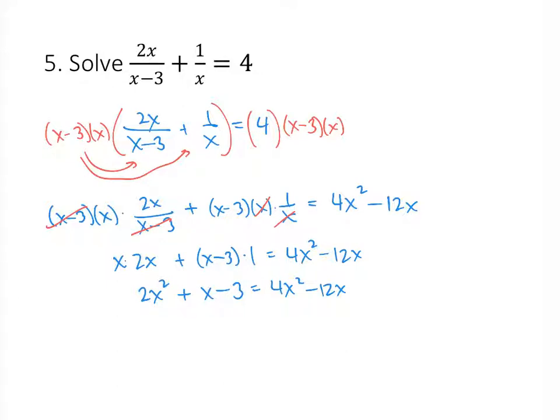As usual, we want to move everything to one side, so let's subtract 4x squared from both sides and subtract 12x from both sides. And we get negative 2x squared minus 11x minus 3 equals 0. And again at this point, since the coefficient of our x squared is not 1, I'm not even going to try to factor this. I'm just going to go straight to the quadratic formula. That's going to look like this.